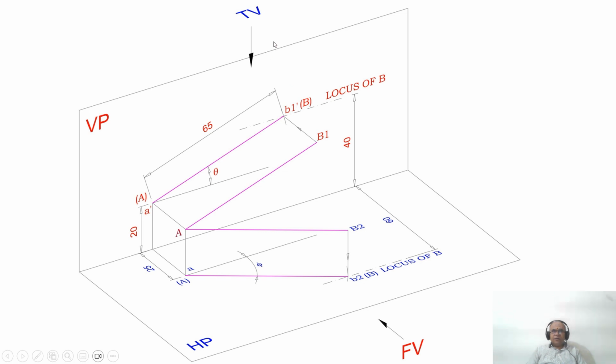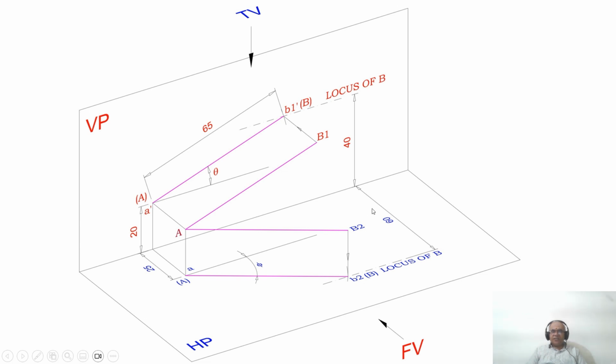Now similarly, when you look from the top view, I can see the distance in front of VP, which is the distance from here to here, which is 60 mm. You can see the distance when you look from the top view on the horizontal plane. So from here to this vertical plane is the distance we are talking about. That is capital A and B2. And similarly, you have capital A and you have capital B1. So once you get this, you know the locus of B in the front view and also the locus of B in the top view.